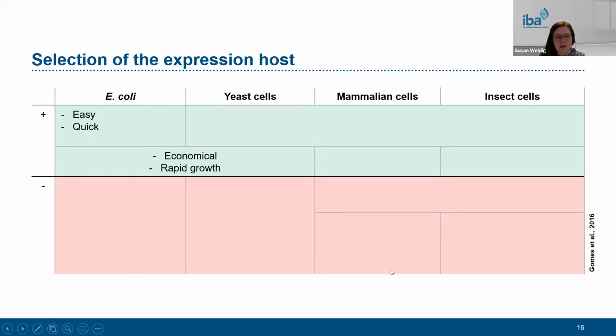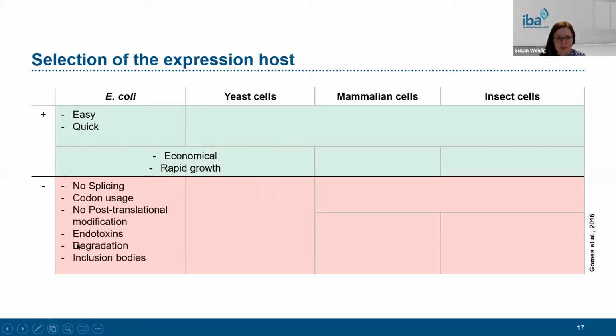Advantages of E. coli are that they're easy to handle, they grow really fast, you need no special equipment, and therefore E. coli cells are very economical, like yeast cells, because they also grow really fast and you do not need special equipment.